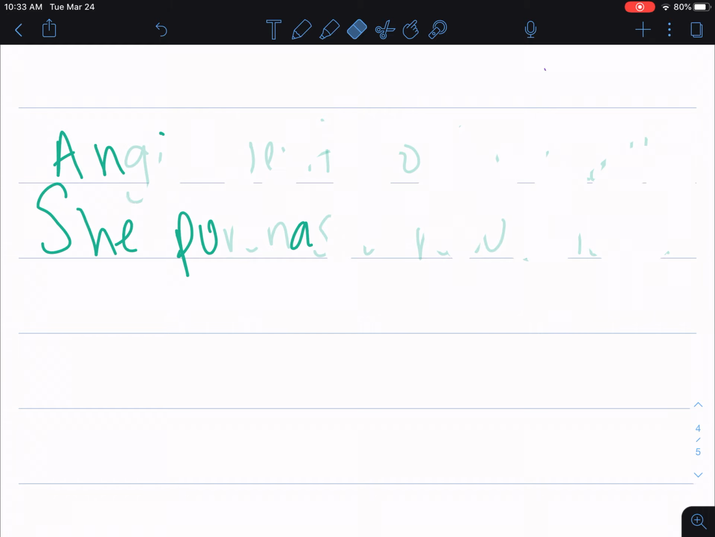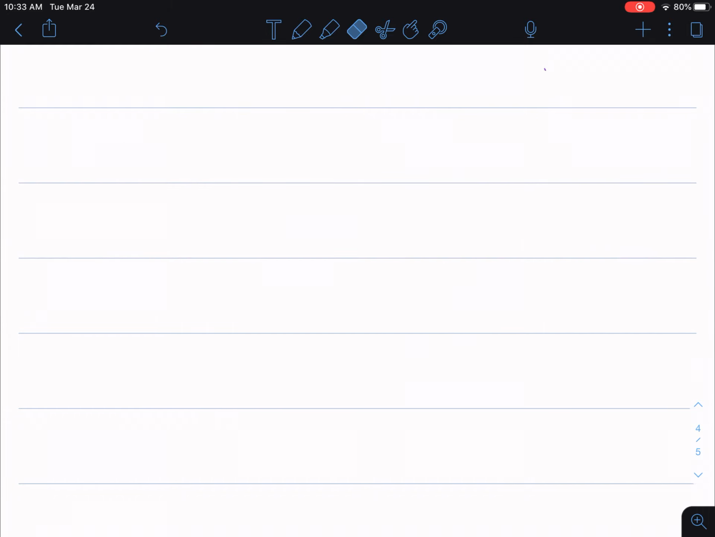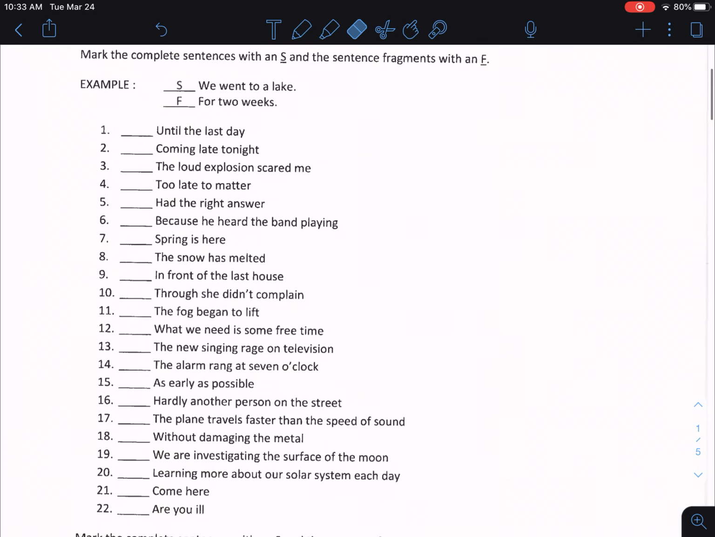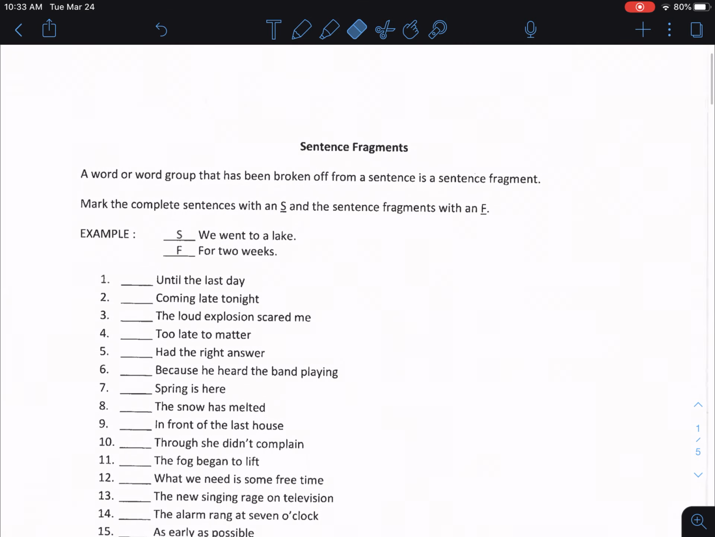There are a lot of videos there that are explaining all the differences and how to fix them, how to notice them when you're reading or writing especially. So this sentence fragment PDF, something that you have, you're going to complete on your own, but I'm going to do a few with you to kind of model and practice. The instructions say a word or a group of words that has been broken off from a sentence is a sentence fragment. So that's your definition of what a sentence fragment is.